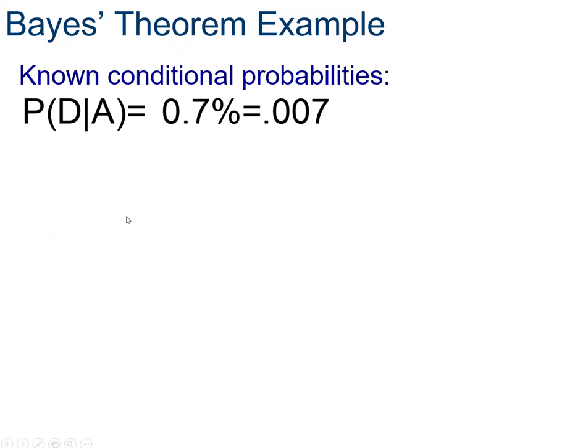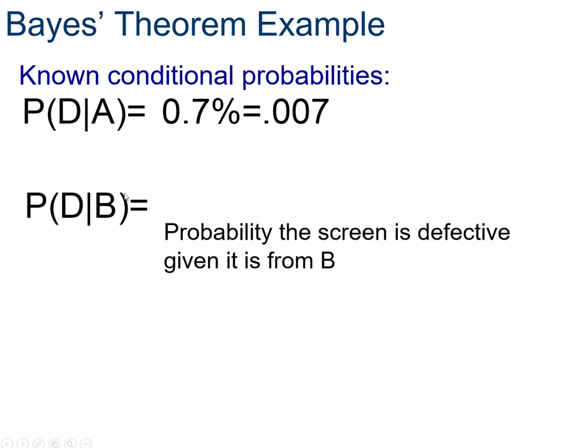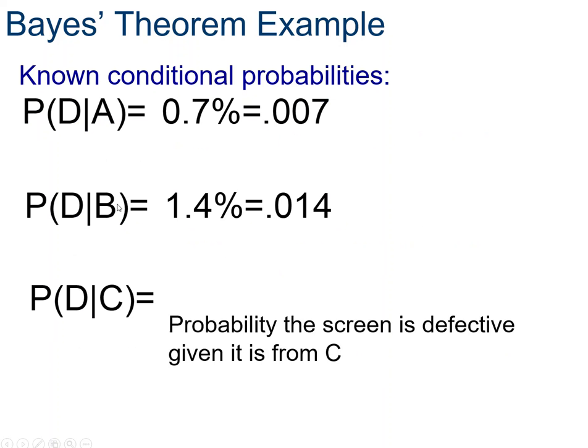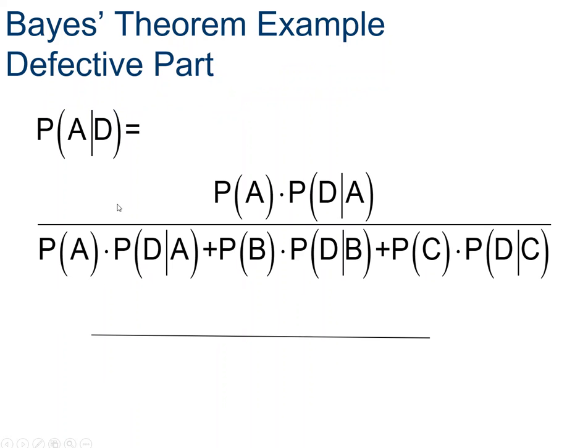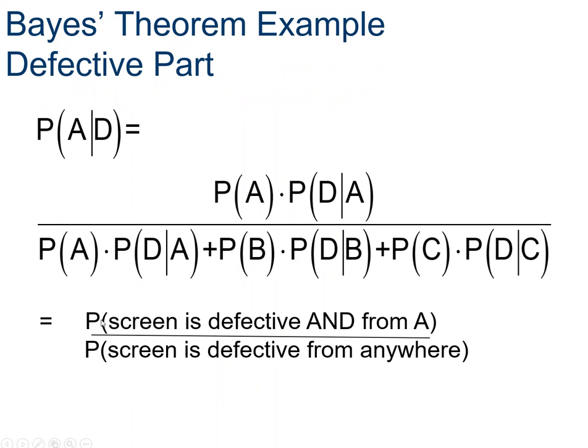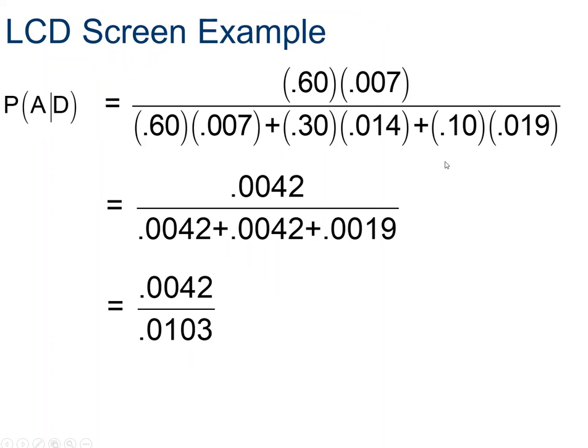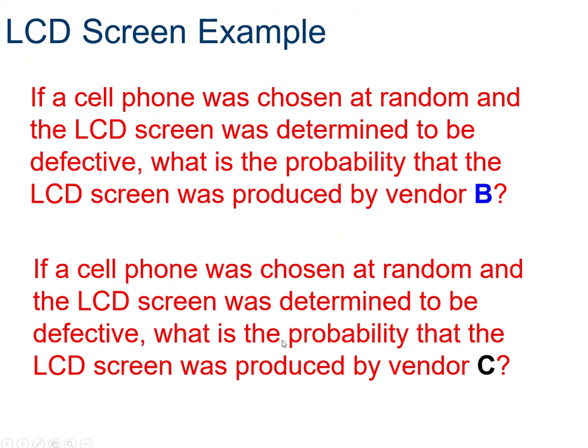Now we look at our known conditional probabilities. 0.007 or 0.7% given A. Probability that it is defective given B, 1.4%. Probability from C, 1.9%. So we plug it all into this theory, or theorem. Screen is defective and from A. Screen is defective from anywhere. So 0.6, 0.007. We throw that into this equation also. So we come out to 40.78% chance that it's from A.